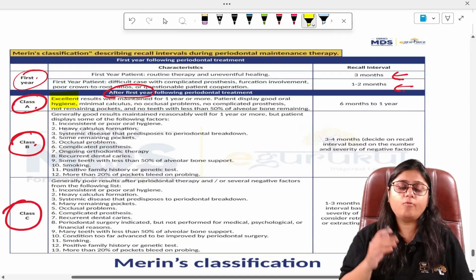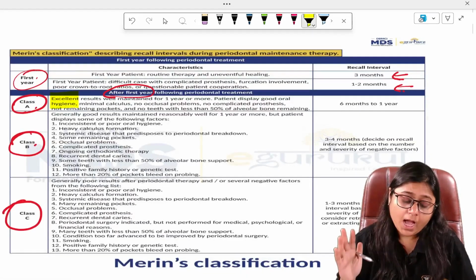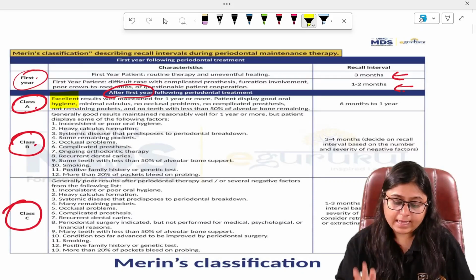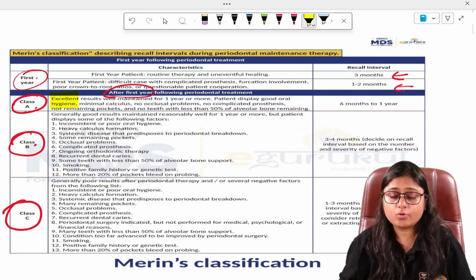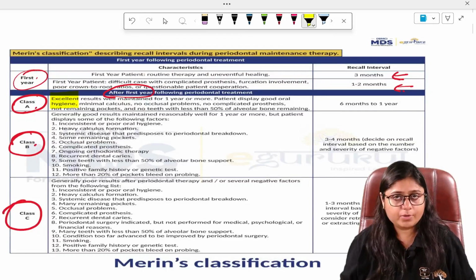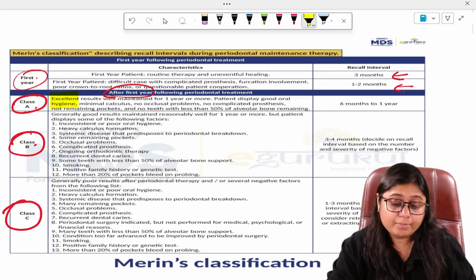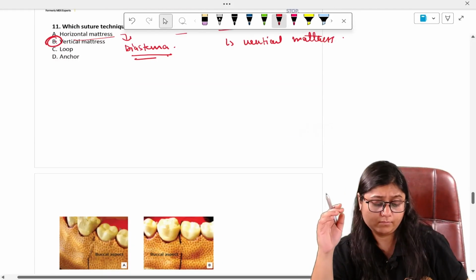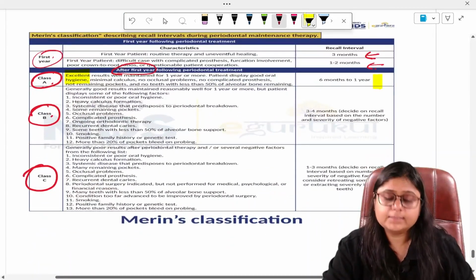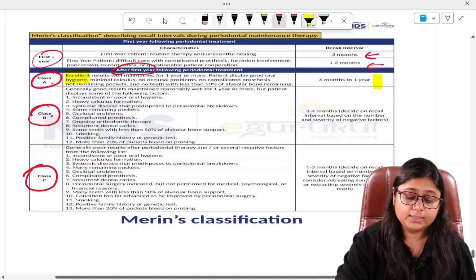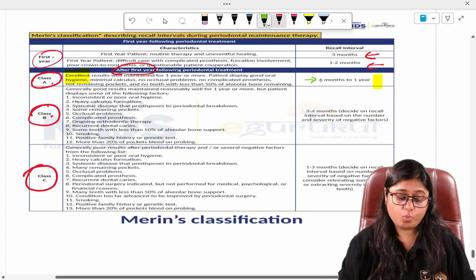excellent. In class A, the patients who are maintaining excellent results in the first year will be classified as class A, and these patients are having good oral hygiene, minimal calculus, no occlusal interferences, no complicated prosthesis, no more than 50% of the bone loss. So these patients can be recalled at 6 months to 1 year.